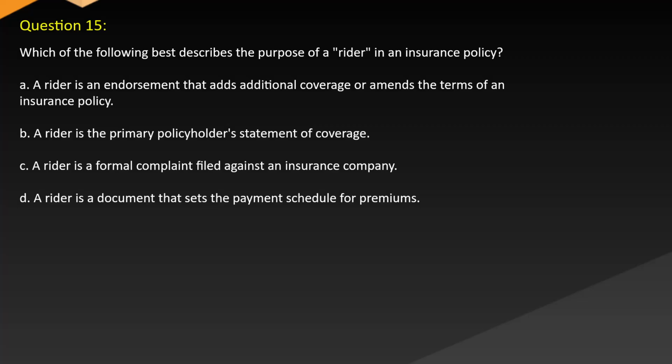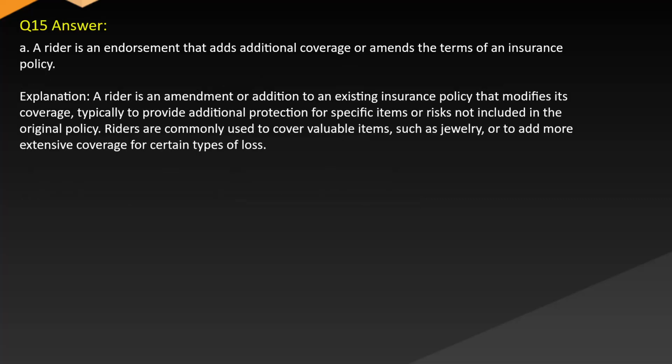Question 15. Which of the following best describes the purpose of a rider in an insurance policy? A. A rider is an endorsement that adds additional coverage or amends the terms of an insurance policy. B. A rider is the primary policyholder's statement of coverage. C. A rider is a formal complaint filed against an insurance company. D. A rider is a document that sets the payment schedule for premiums. Answer A. A rider is an endorsement that adds additional coverage or amends the terms of an insurance policy.